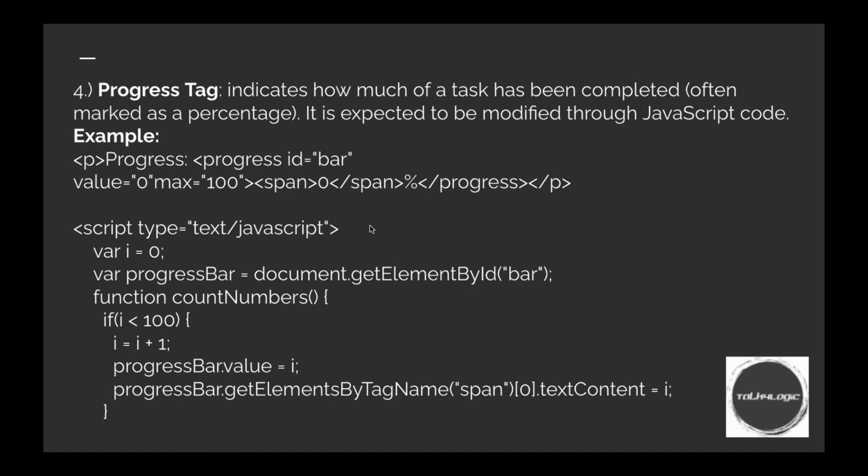Now moving to the next tag, we have the progress tag, which indicates how much of a task has been completed. Often marked as a percentage, it is expected to be modified through JavaScript code. In the example below, we have tried to explain how the progress bar works, but for that you have to study more about JavaScript.